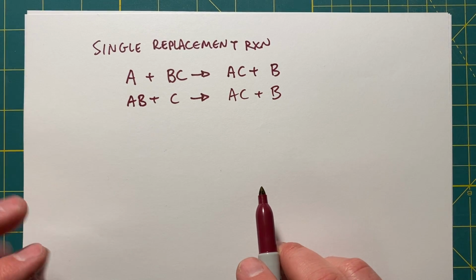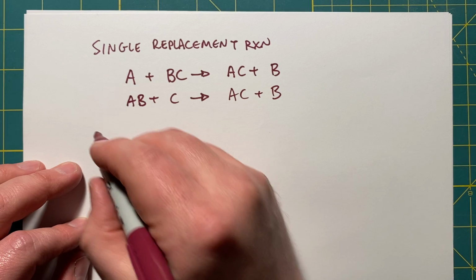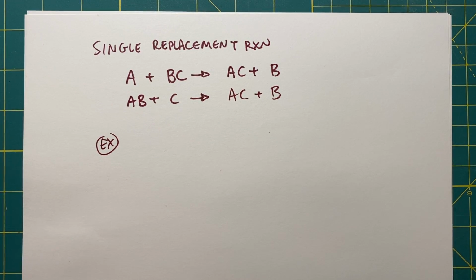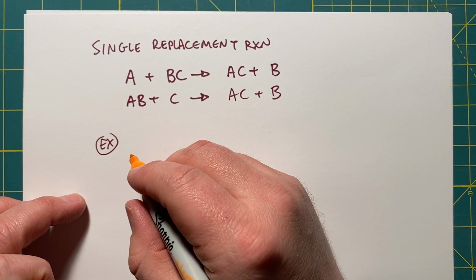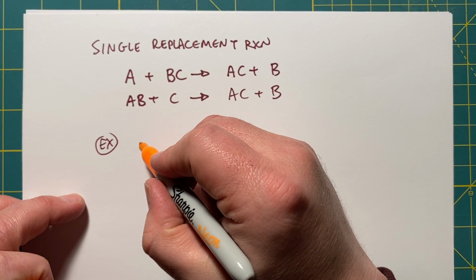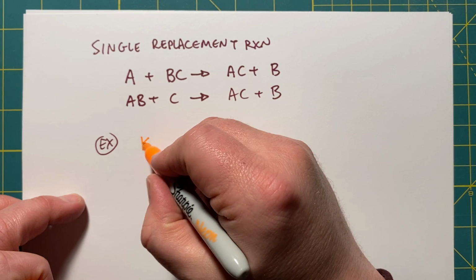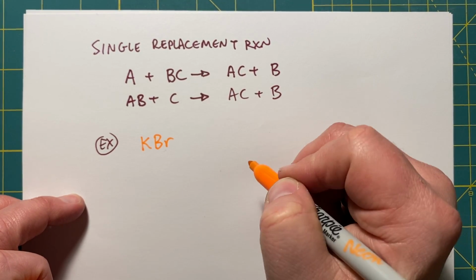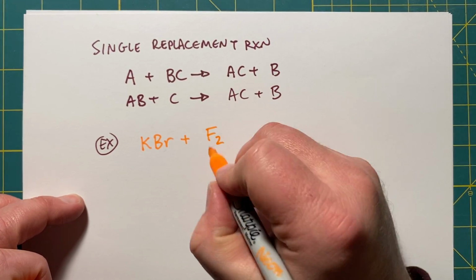Let's look at one such example. All right, one such example that we might see in a lab is where, let's say we have a reaction about potassium bromide. So we have potassium bromide, and we're going to react it with, say, fluorine gas. We wouldn't do this in the lab. That would be dangerous.